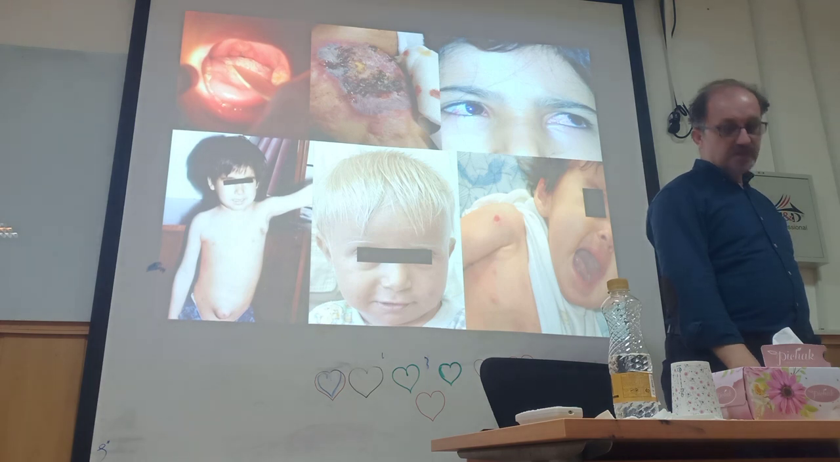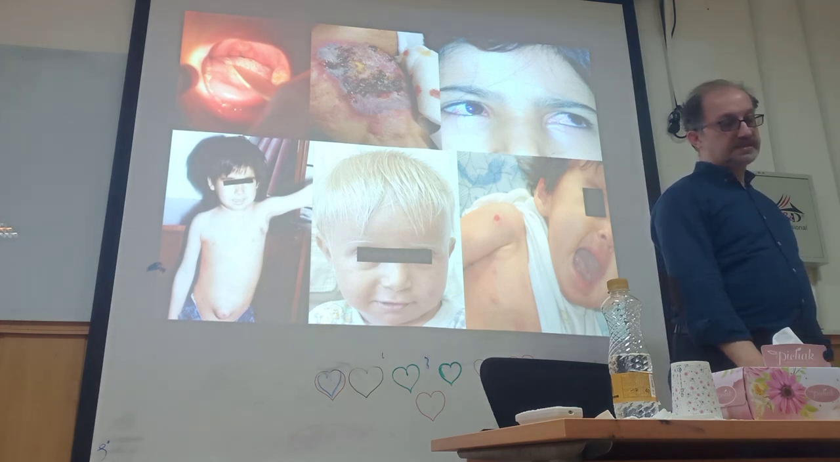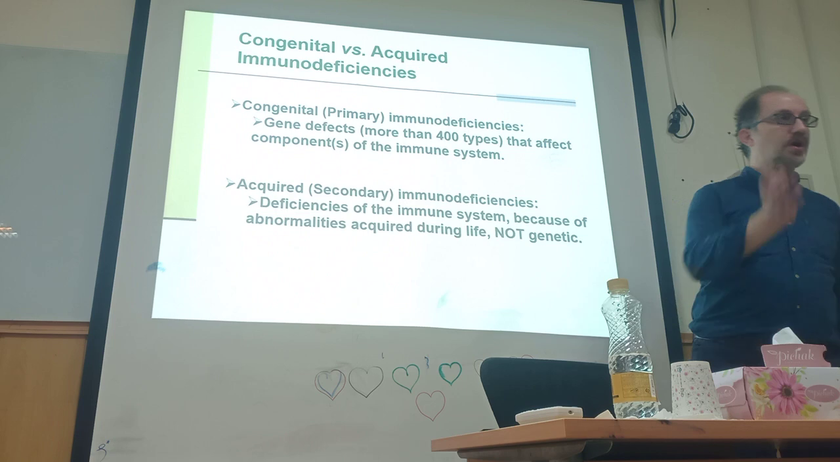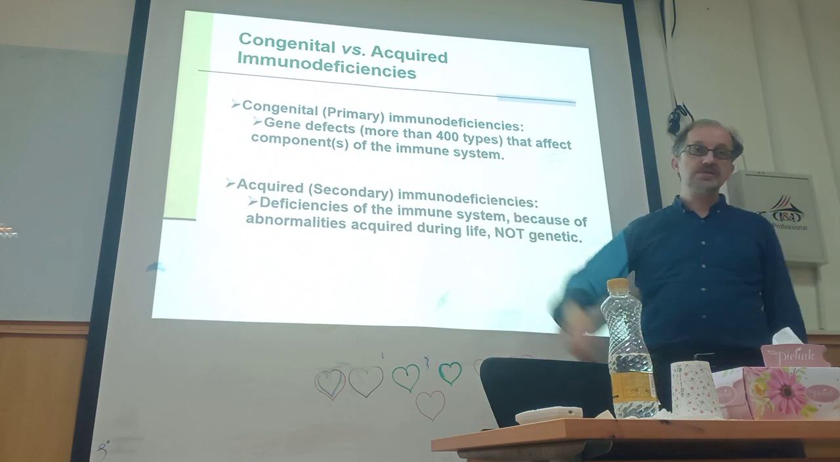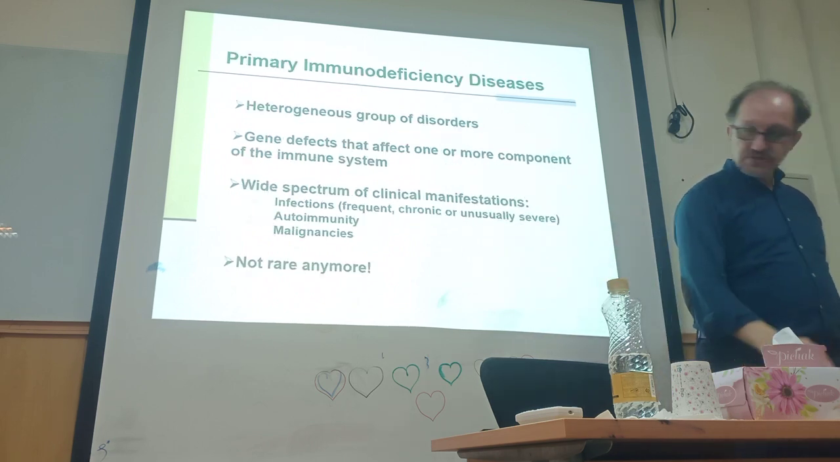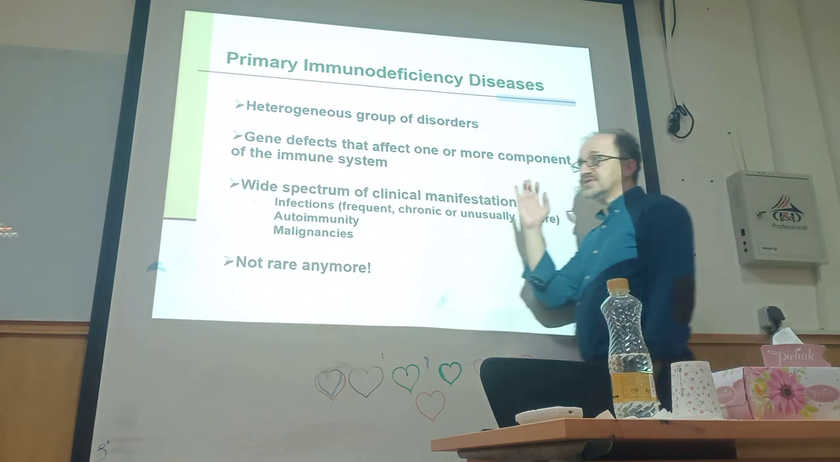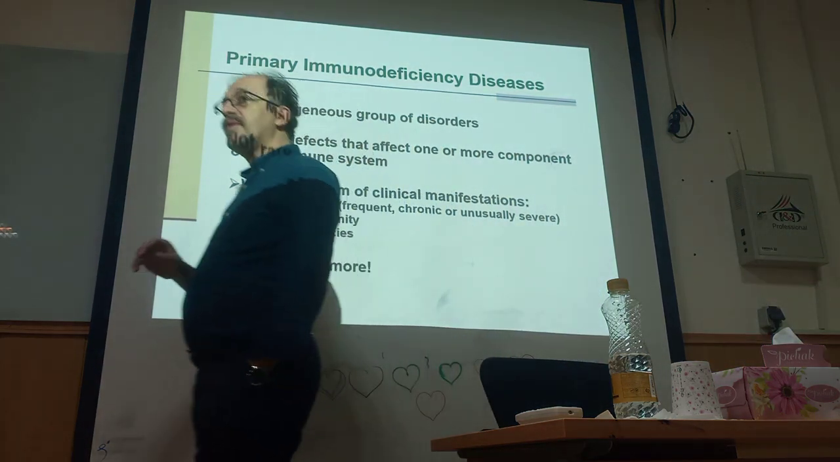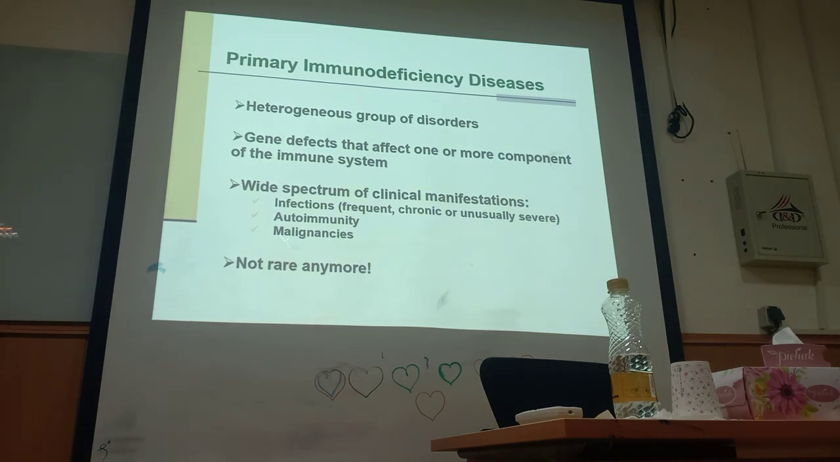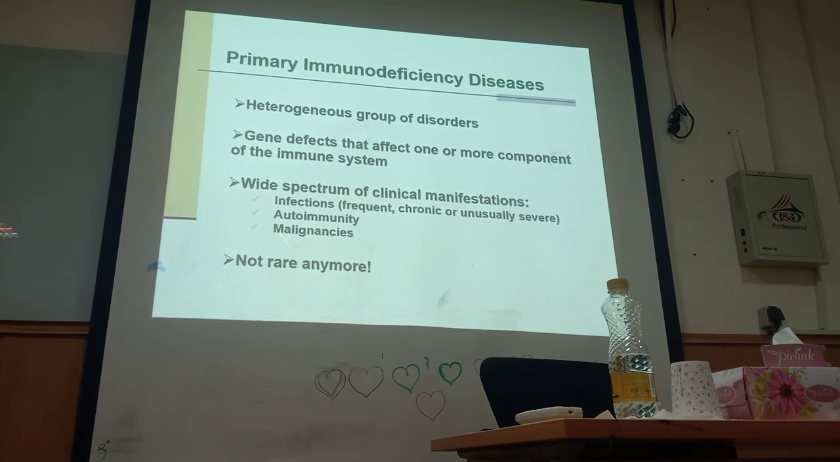Okay, so if you remember from the previous class, I mentioned that immunodeficiency could be classified into primary and secondary, and there are more than 400 types of primary immunodeficiency diseases. Primary immunodeficiency diseases are a heterogeneous group of disorders. What does heterogeneous mean? Very different. So on one side, there is a disease with the name of selective IgA deficiency. It means that the IgA is low, but IgM, IgG, the remaining are perfect, without any problem.